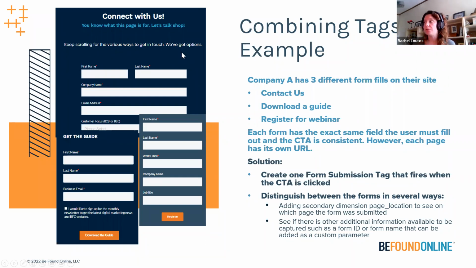You could also see if there's additional information that we would be able to capture when someone submits that form, such as a form ID or a form name, and we can add that as a custom parameter to that event. So when someone clicks download the guide, we might be able to say, okay, and one of the parameters is form name. The form name is get the guide.